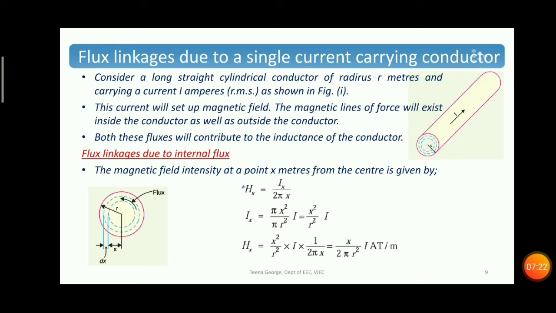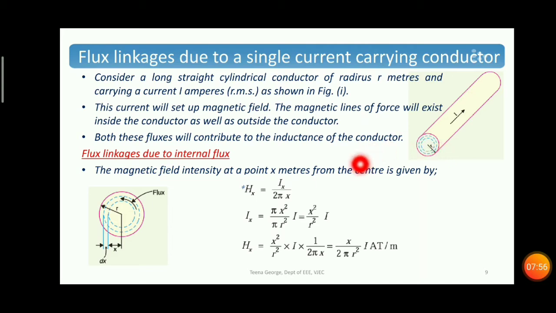The magnetic field intensity Hx at point x meters from the center is given as Hx equal to I by 2 pi x. H is magnetic field intensity. It is in ampere turns. Here only one conductor, so number of turns is 1. So Hx equal to Ix by 2 pi x, where Ix is current at distance x meters from the center.